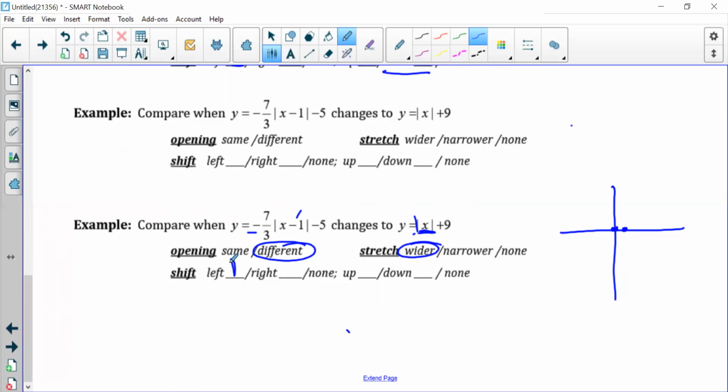Now let's talk about our up and down shift. I started out at -5, so down here, and then I moved to +9, which is going to be up here. So I moved up for sure, but how far did I move up? Well, I moved 5 from here to here, and then another 9 from here to here. So 5 plus 9, I went up 14.